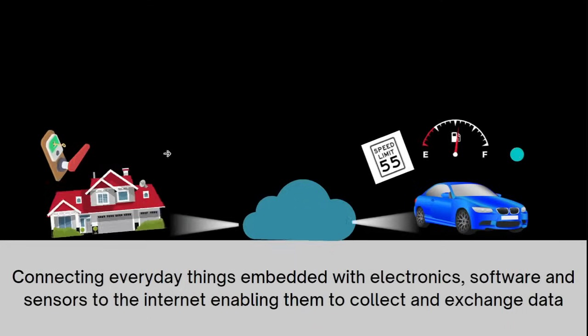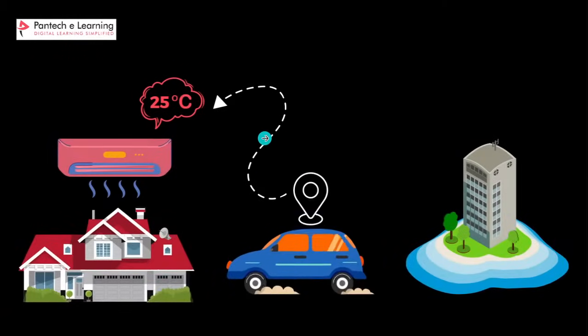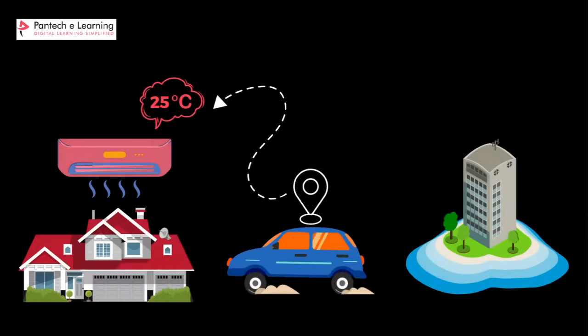Okay. So, now let's talk about another example. See this. If I allow the room temperature to be set at like 25 or 26 degrees Celsius when I reach back home from my office, then according to my car location, my AC would start 10 minutes before I arrive at home. This can be done through the Internet of Things.